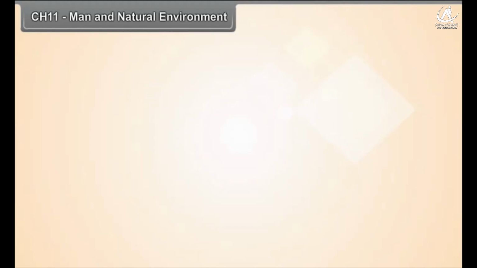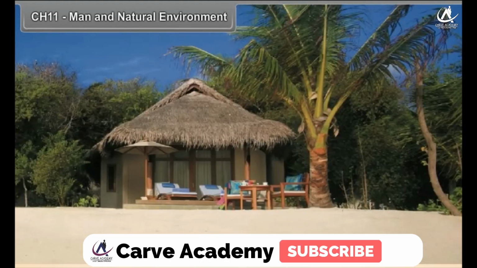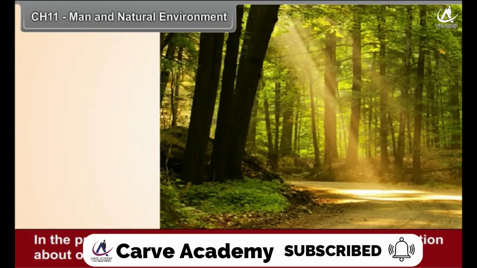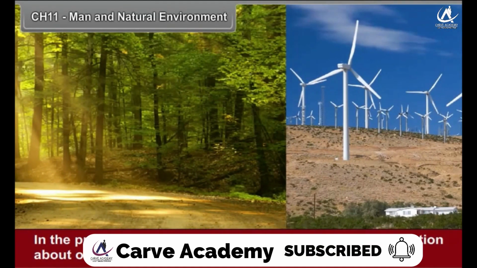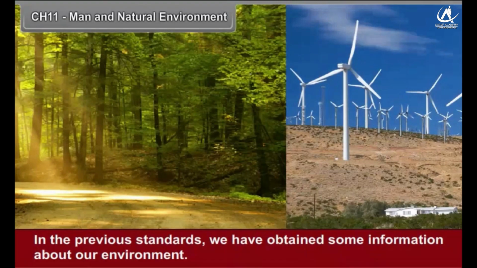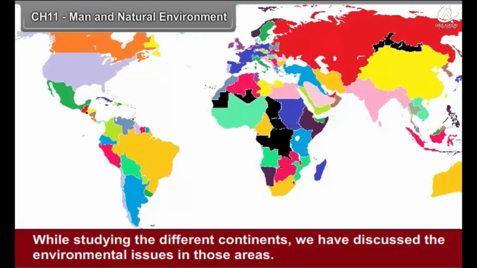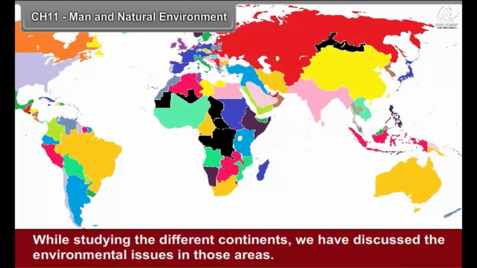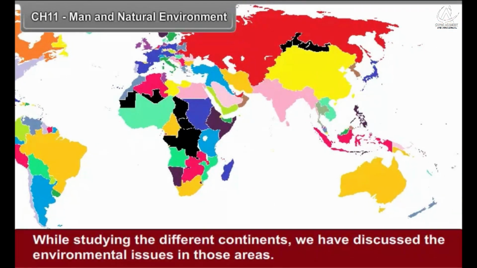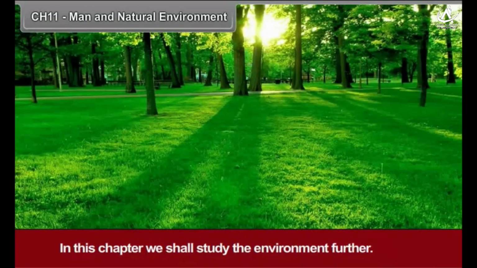Chapter 11: Man and Natural Environment. In the previous standards, we have obtained some information about our environment. While studying the different continents, we have discussed the environmental issues in those areas. In this chapter, we shall study the environment further.